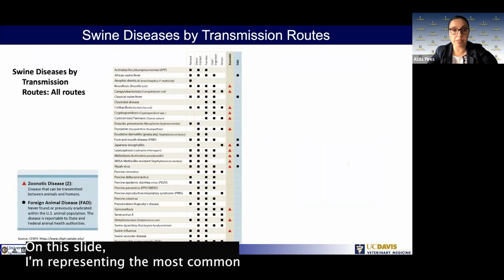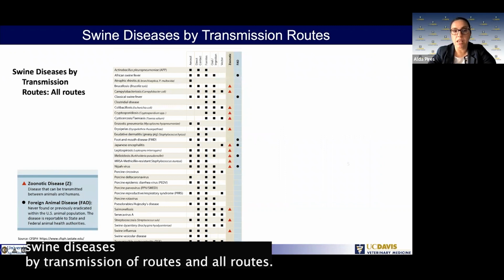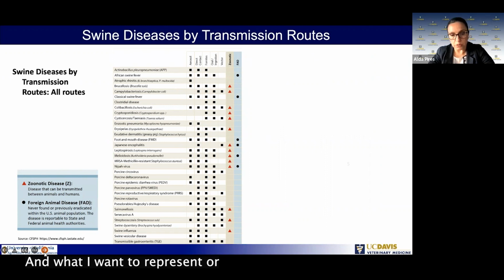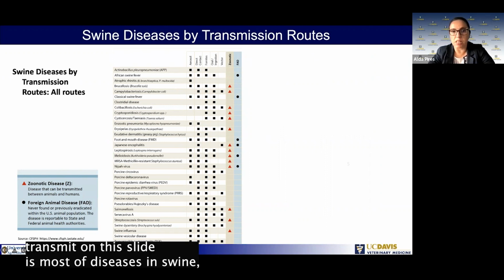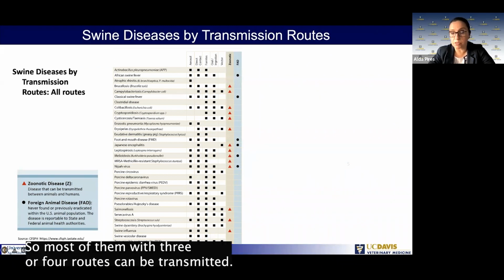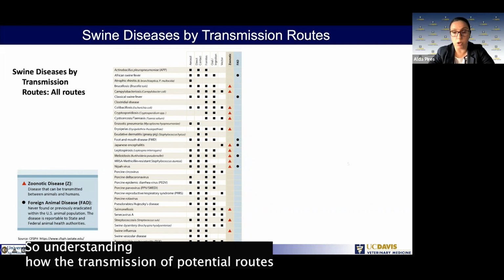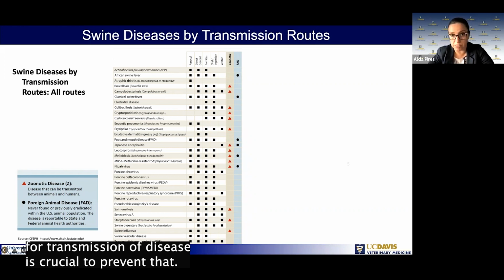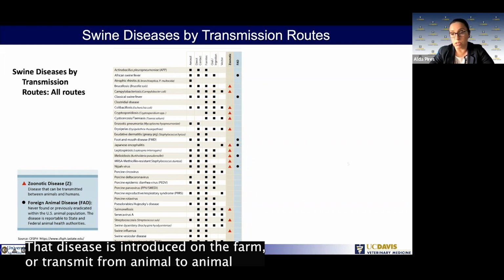On this slide, I'm representing the most common swine diseases by their routes of transmission. What I want to show on this slide is that most diseases in swine can be transmitted by more than one route. Most of them can be transmitted by three or four routes. So understanding the potential routes for transmission of disease is crucial to prevent that disease from being introduced on the farm or transmitted from animal to animal.